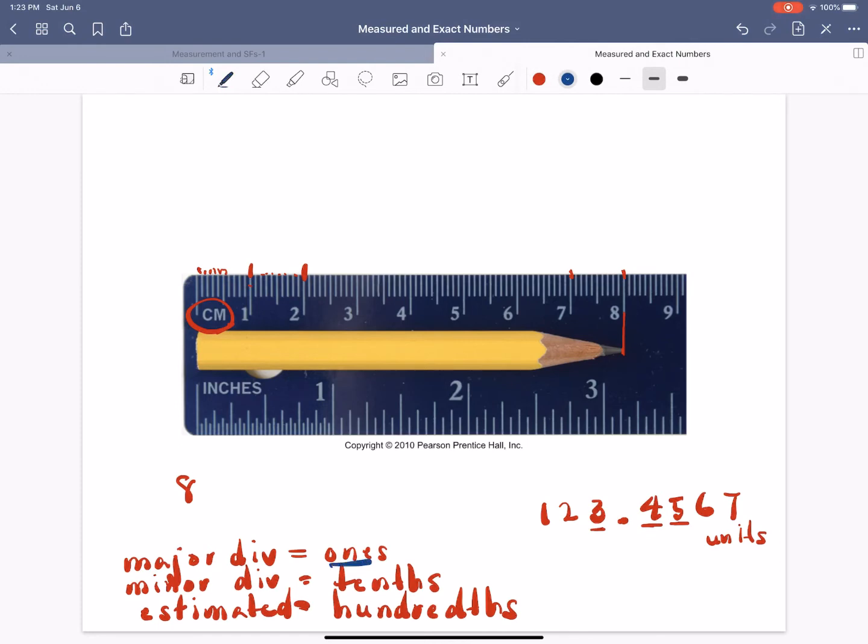My major division is the ones. That's here. My minor division is the tenths. That's here. The estimated place is the one to the right, and that's the hundredths. So that tells me that I'm going to know the length of this pencil plus or minus 1 in that hundredths place.